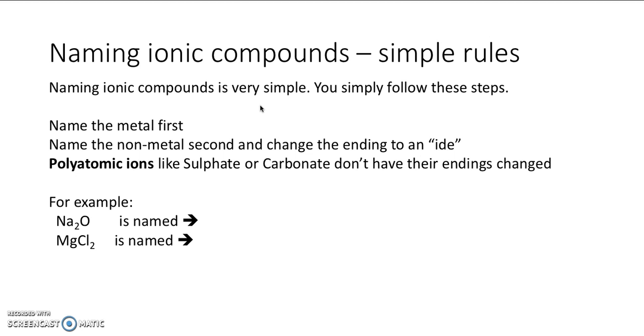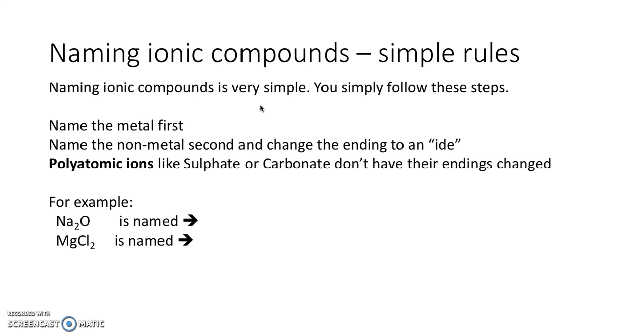The first thing is to name the metal first. So when we're naming them, instead of writing oxide sodium, we write sodium oxide. The second thing is to name the non-metal second, and then importantly, if it's an element, change that ending to an "ide". When we have polyatomic ions, like sulfate or carbonate, we don't change their endings because that would change the identity of the polyatomic ion, so we just leave those.